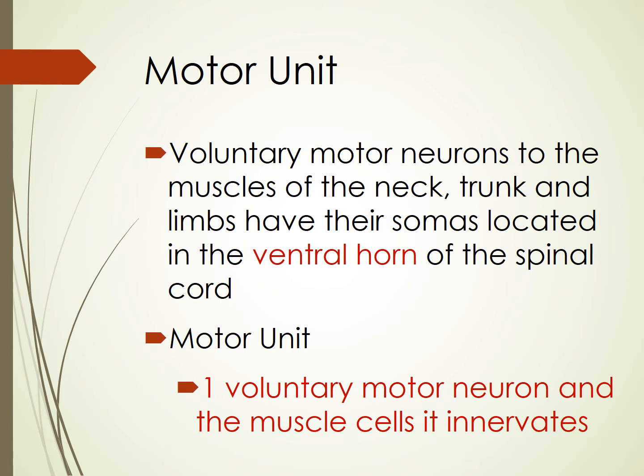However, muscles that are involved in more power activities or posture, such as the erector spinae muscles or the quadriceps femoris muscle, will have much larger motor units. Here, a single voluntary motor neuron might innervate as many as 1,000 muscle cells.